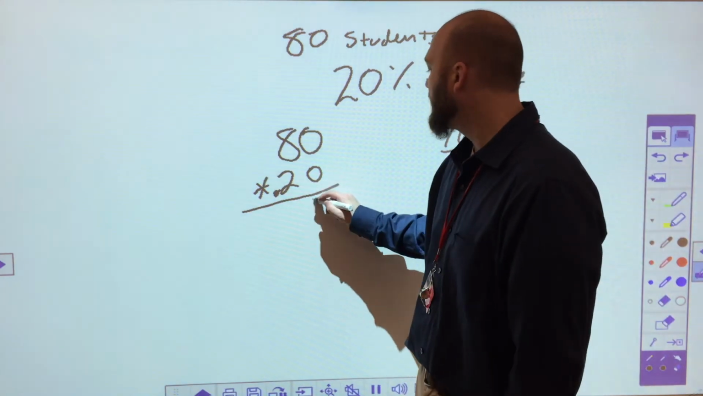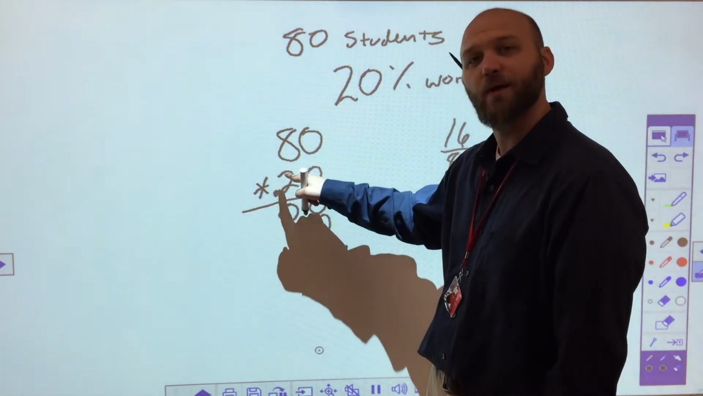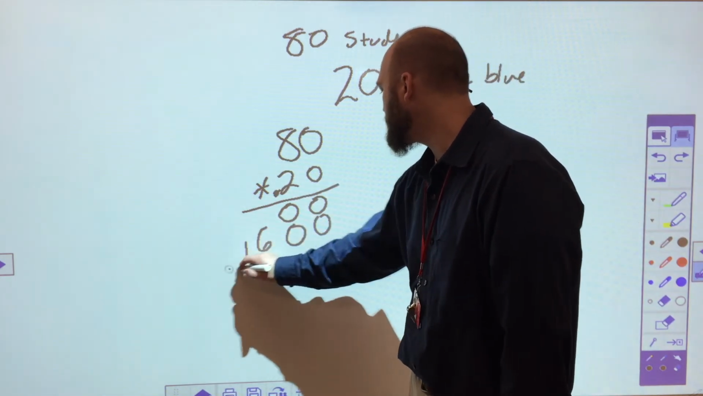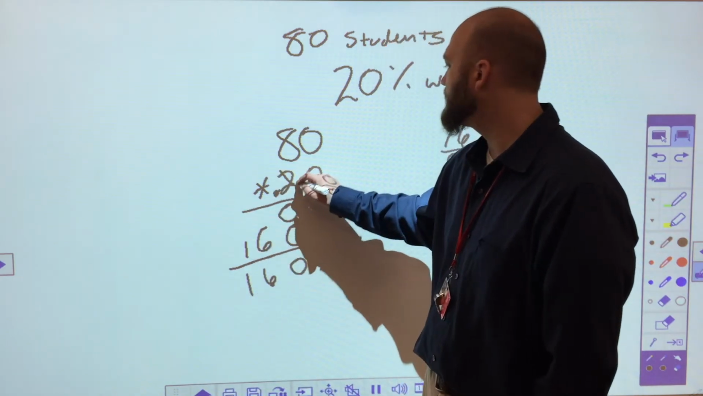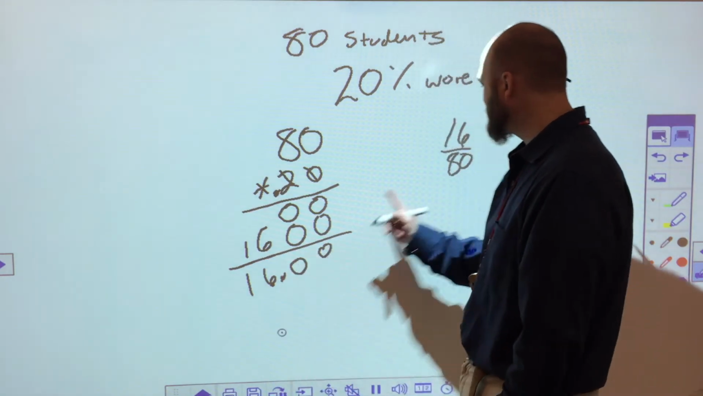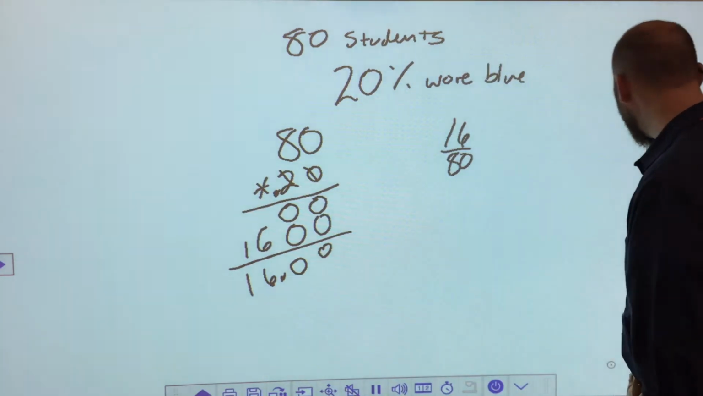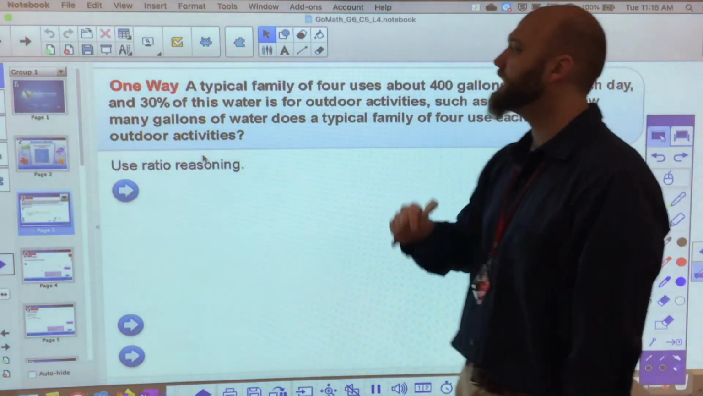When I multiply, it's 0 times 0, 0 times 8. I put down my placeholder because I'm multiplying by a tens unit. 2 times 0 and 2 times 8. When I add them all up, I get 2 digits to the right of the decimal in my problem, so I'm going to have 2 in my answer, and I get 16. You can see that I have 16 out of 80 students. So again, applying a percent can either be done as a ratio or it can be done as a decimal in a multiplication problem. So let's take another one.